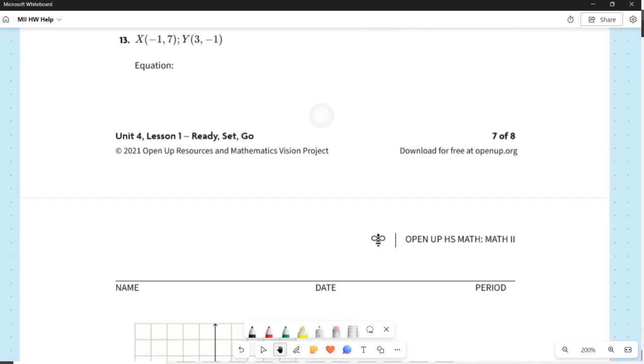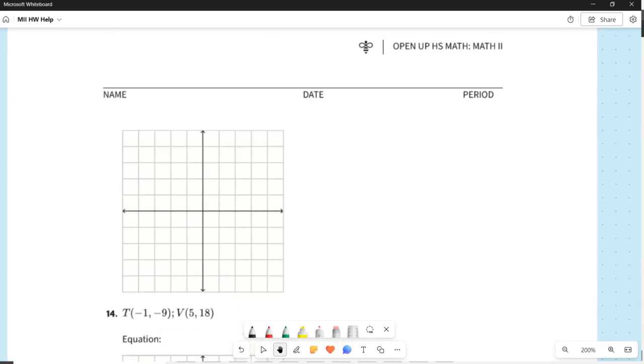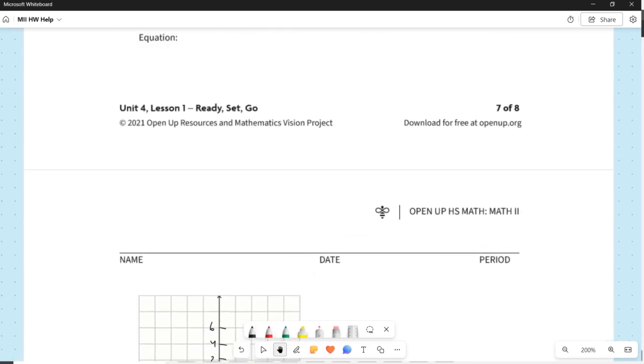All right. Last question was number 13, same directions. And our points are (-1, 7) and (3, -1). Again, I'm going to do this a little out of order. I'm just going to plot my points. Now, one of our points has a 7 in it, and we've only got 5 boxes in each direction, so we're going to have to double up here. So 2, 4, 6, 2, 4, 6. That's just to make sure that we can actually graph both of our points.